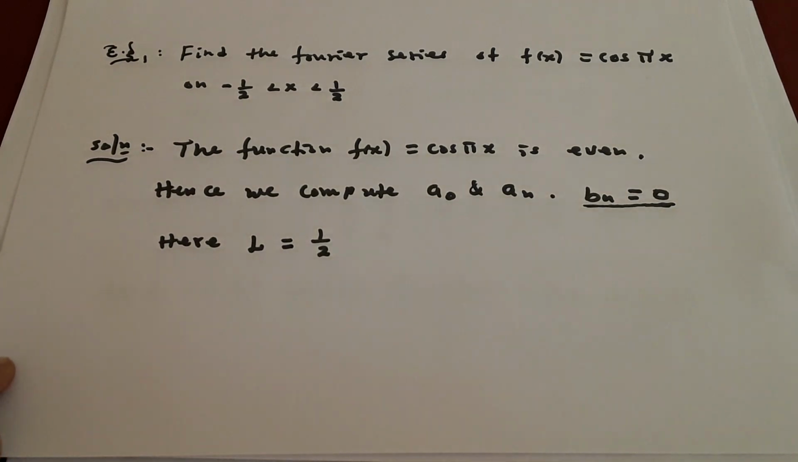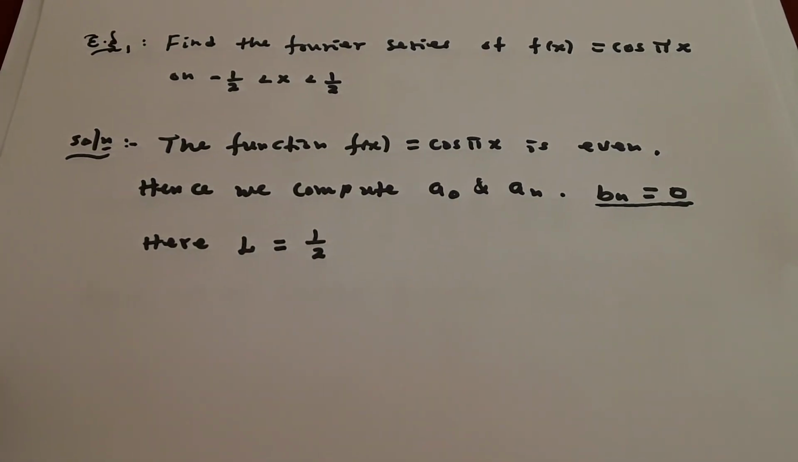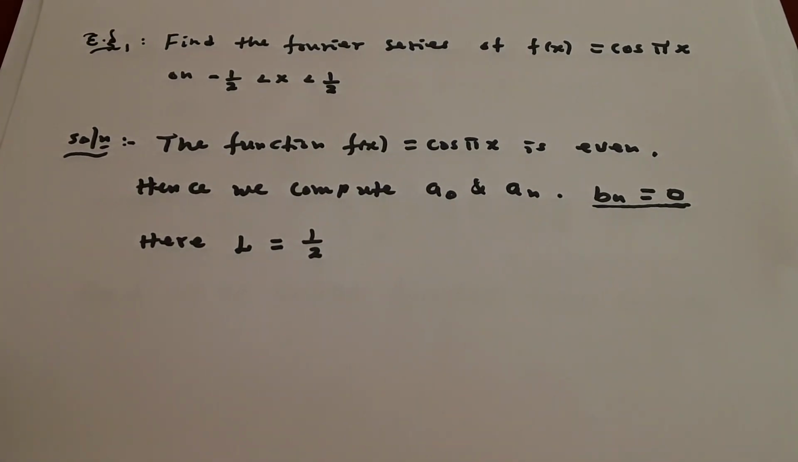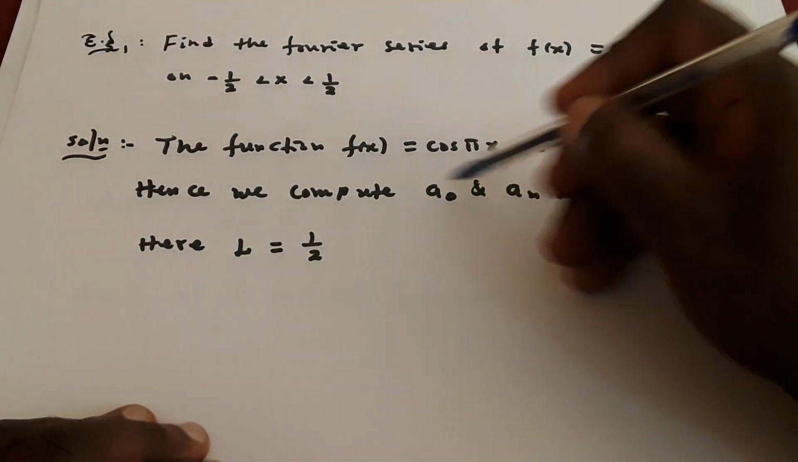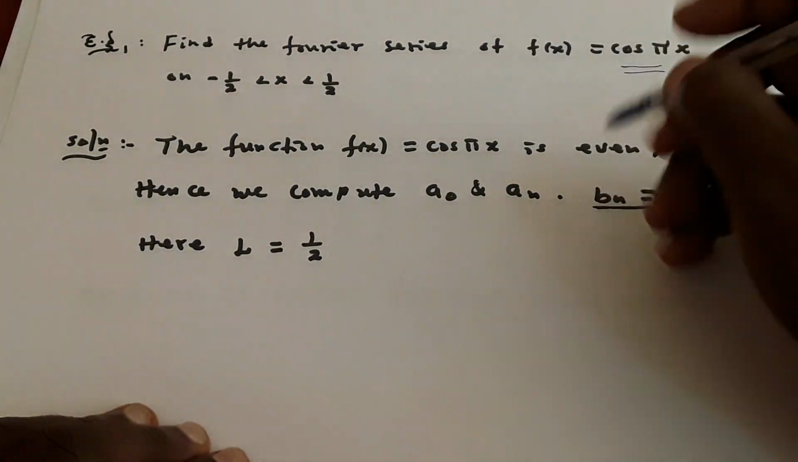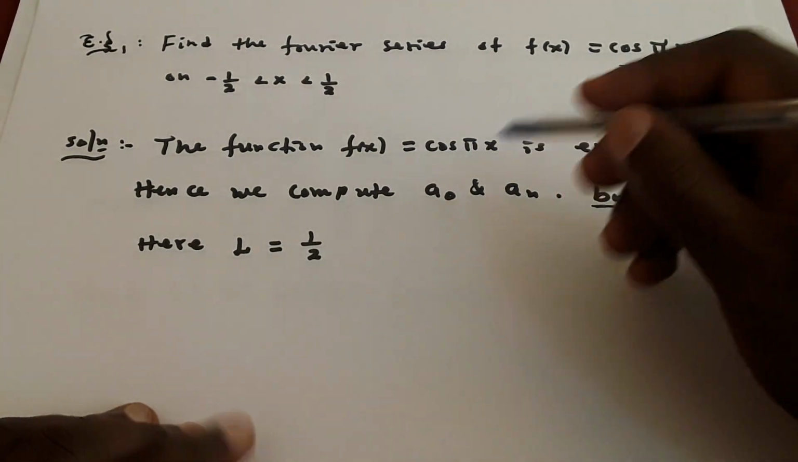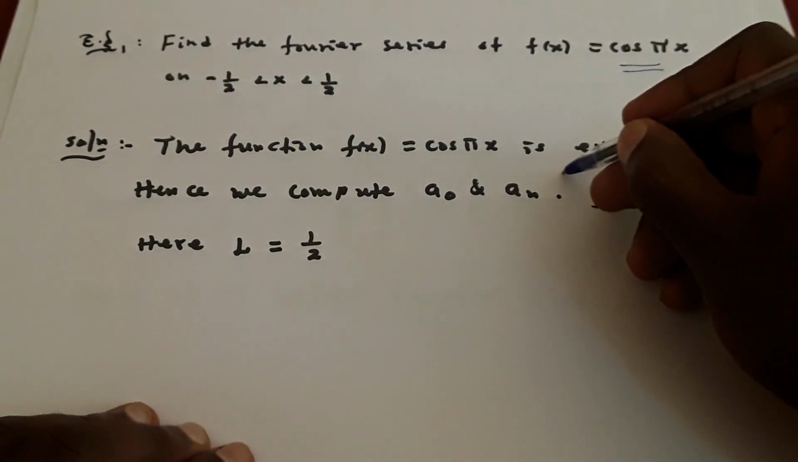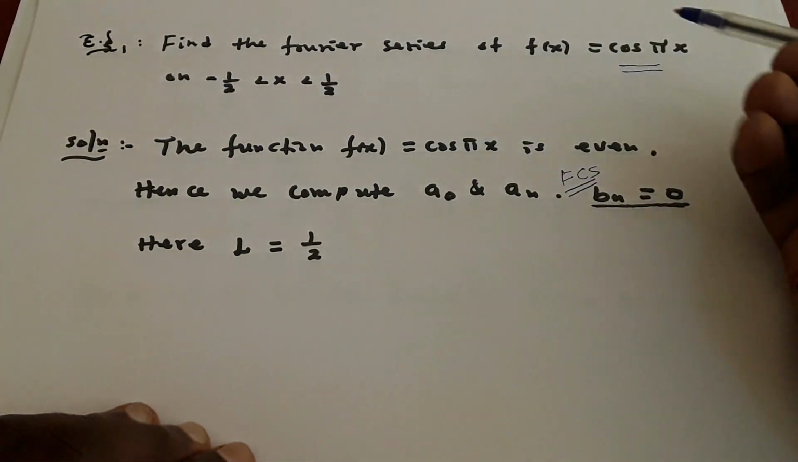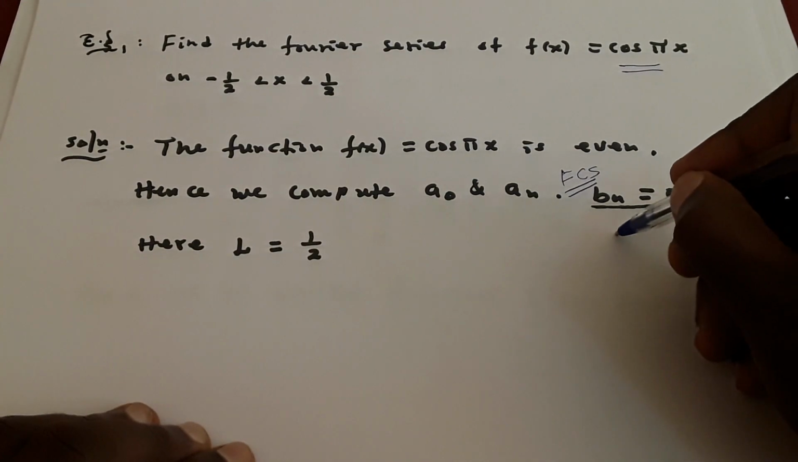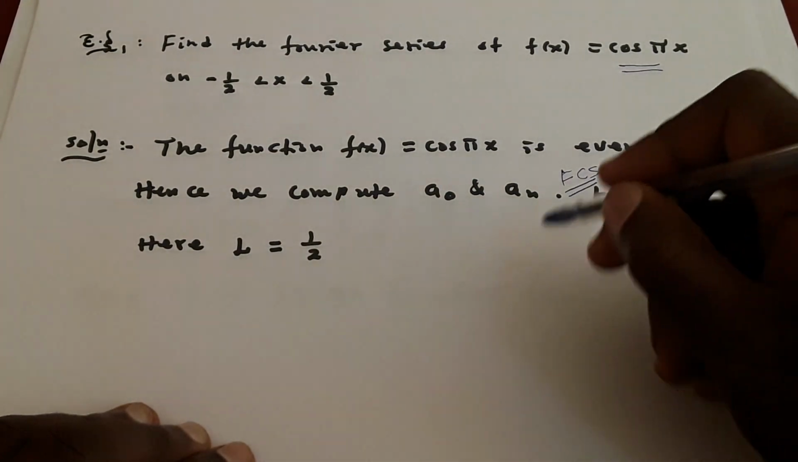Okay, this is the example. Find the Fourier series of f of x equals cos pi x on minus half to half. The function f of x is cos pi x. Cos pi x is an even function, so we have a Fourier cosine series representation. Due to the even function, we set Bn equal to 0.